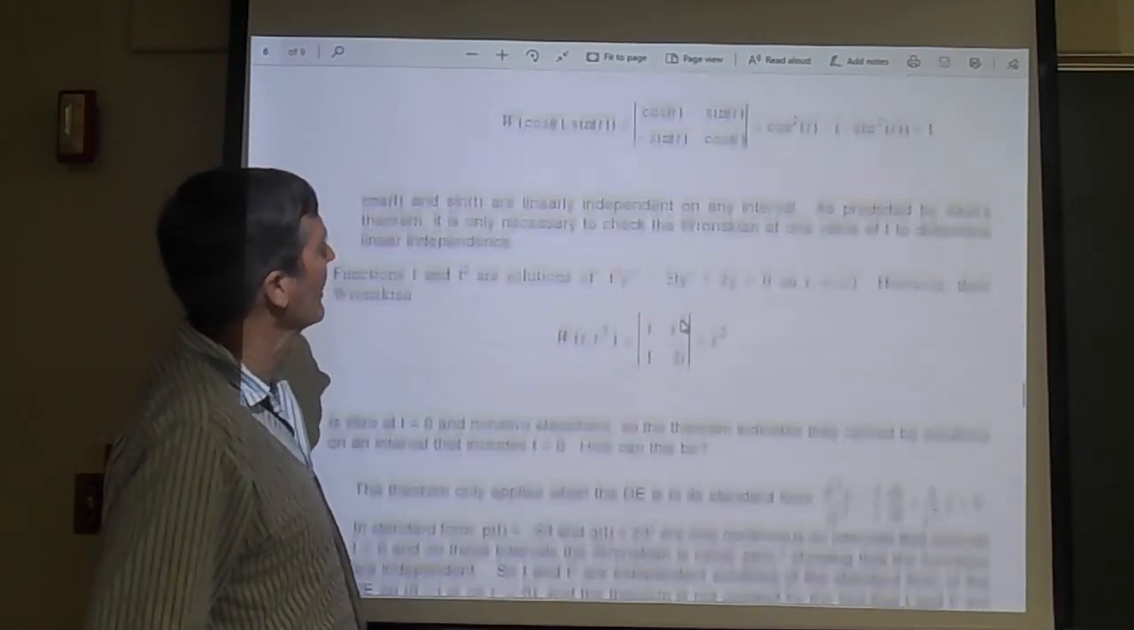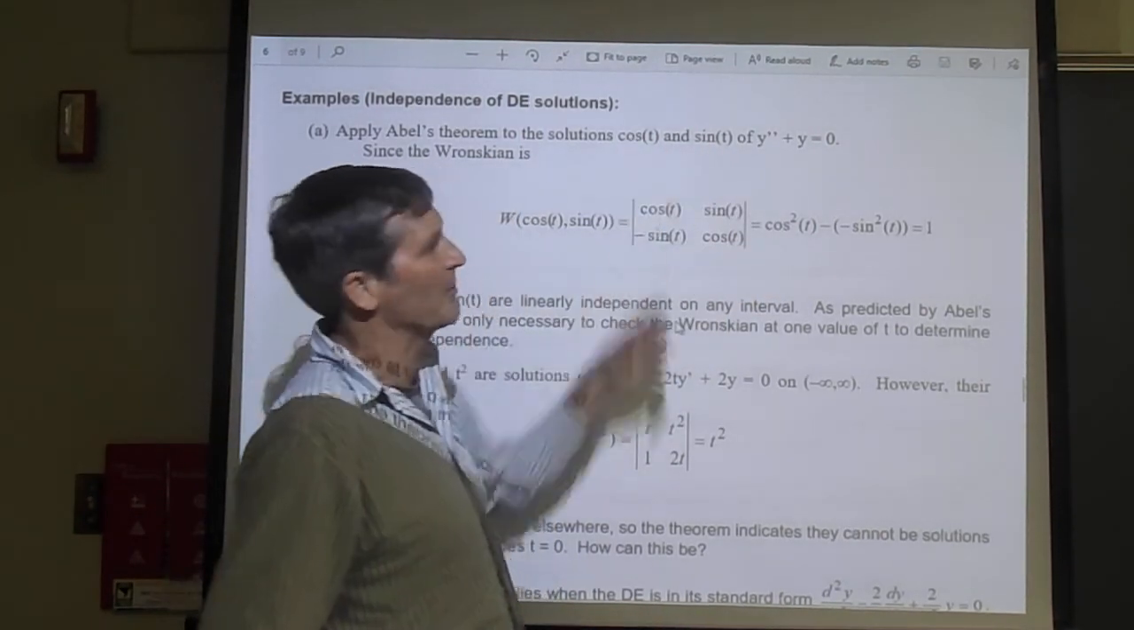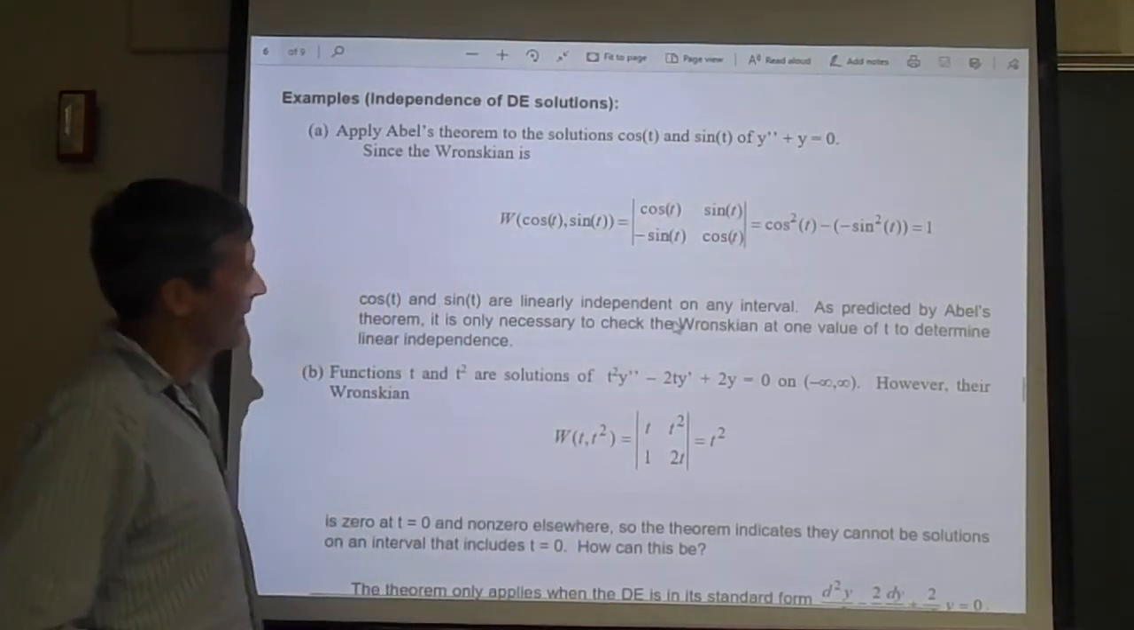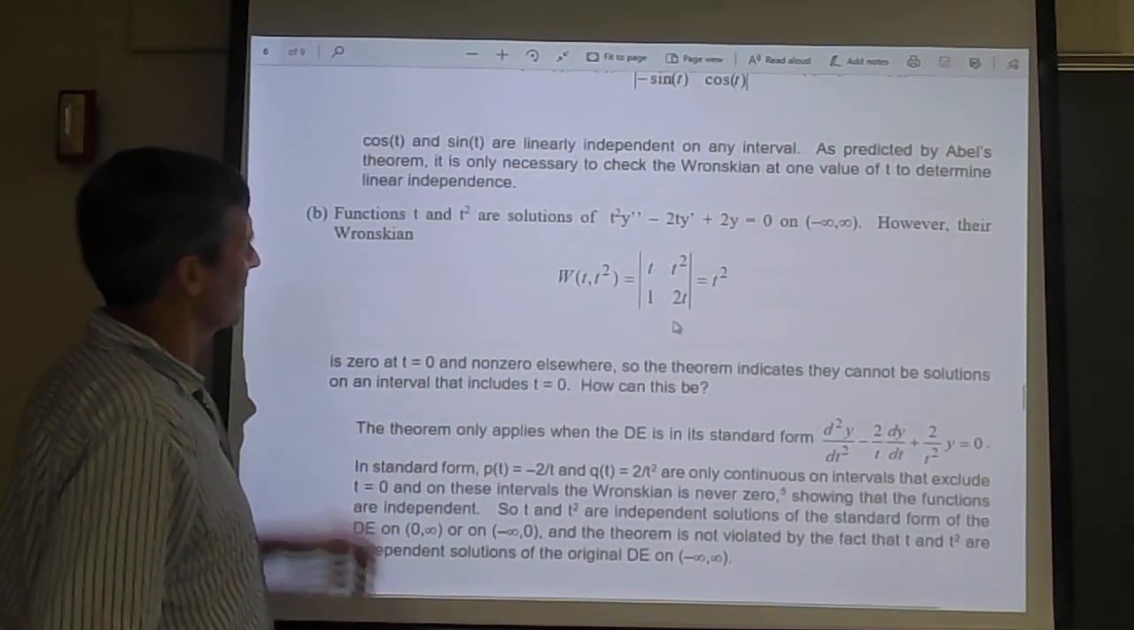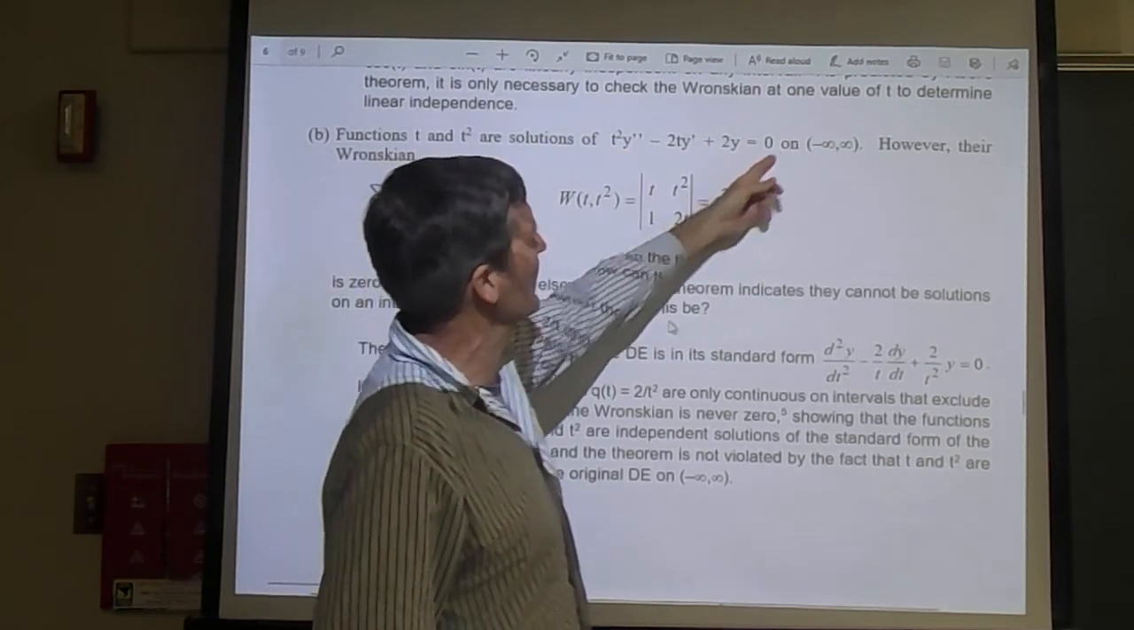Which means, since they're solutions, c1 times sine plus c2 times cosine is a solution on whatever interval you want. Here's another one. t and t squared are solutions of this differential equation.